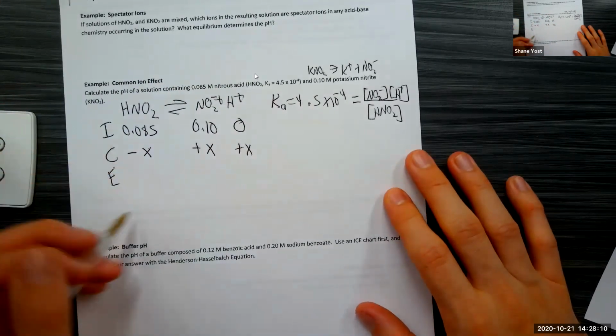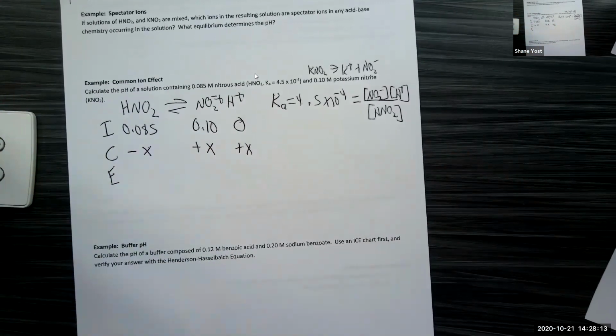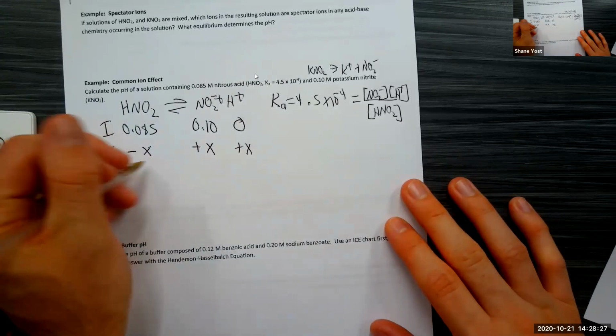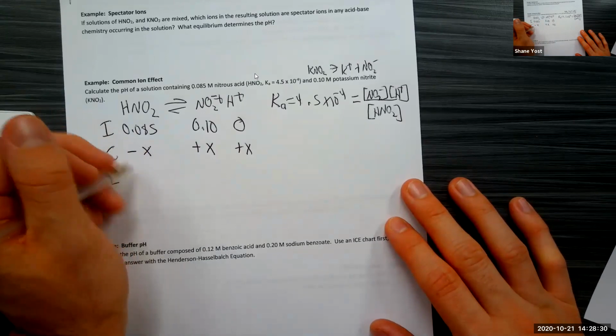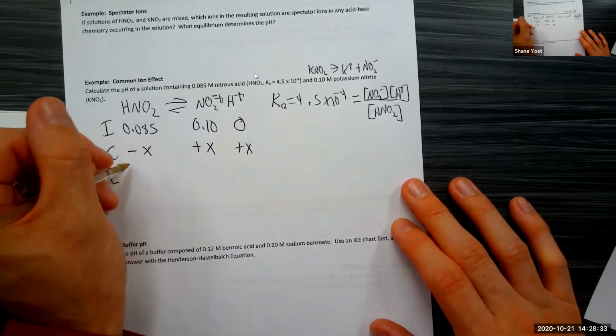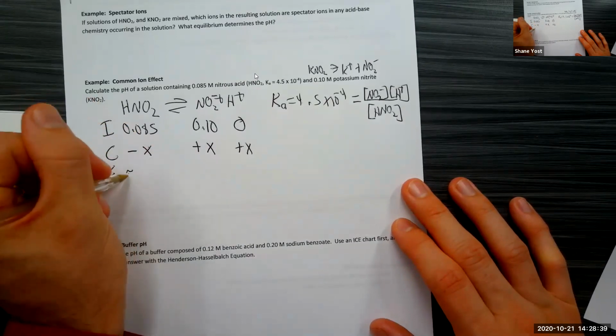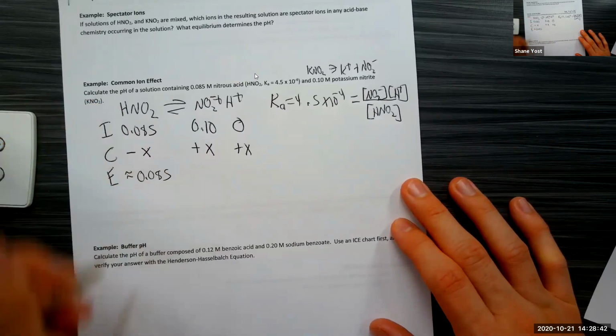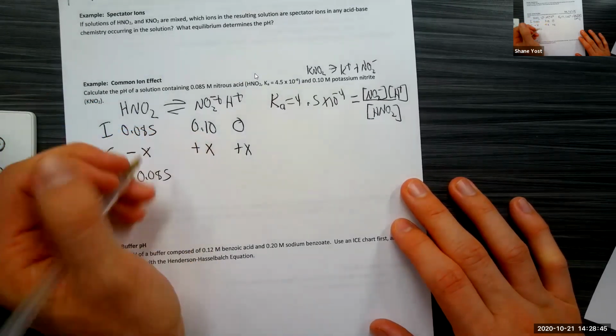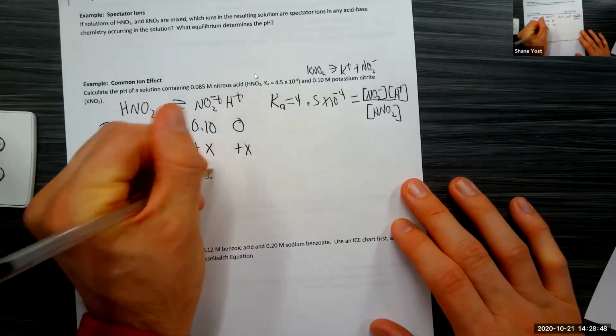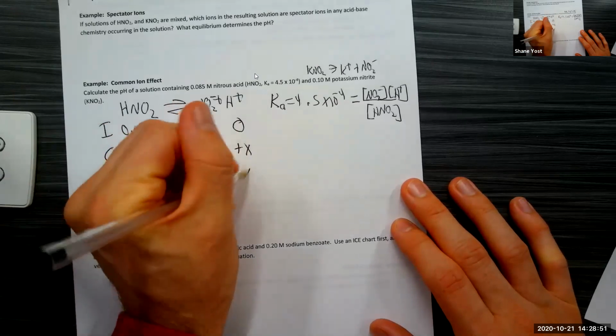Now, again, what I'm going to do for this weak acid equilibrium, I got a fairly small equilibrium constant, 4.5 times 10 to the minus 4, compared to my concentrations. There's about a factor of 1,000 difference, at least, between the concentrations and the equilibrium constant. I'm going to make the approximation that X is going to be very small. So I know that 0.085 minus X is approximately 0.085, 0.1 plus X is approximately 0.1, and then 0 plus X is X.